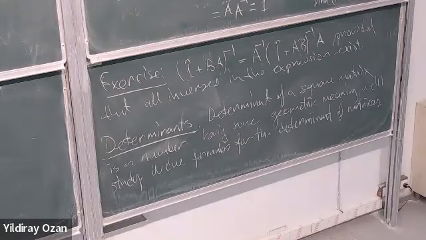We will see later. A square n by n matrix has an inverse if and only if its determinant is non-zero.